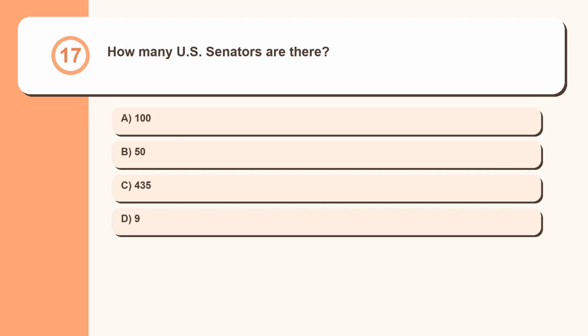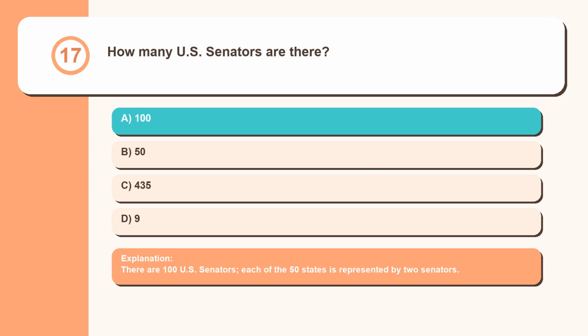Question 17. How many U.S. Senators are there? 150, 435, 9. There are 100 U.S. Senators. Each of the 50 states is represented by 2 senators.